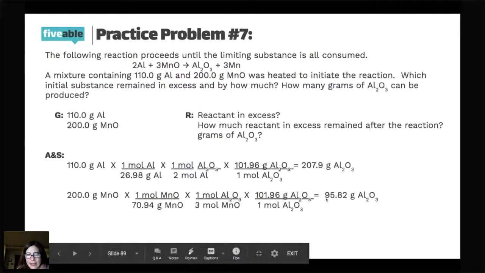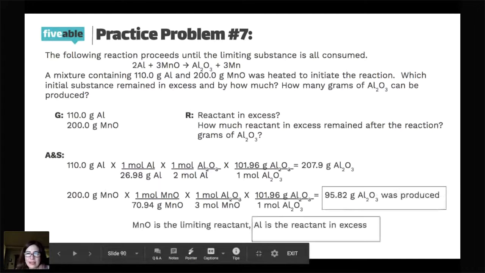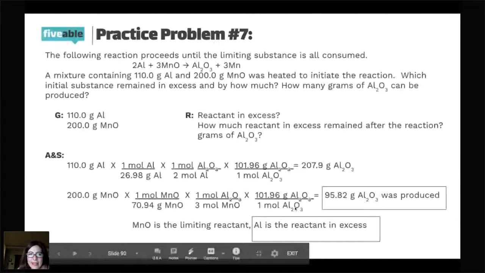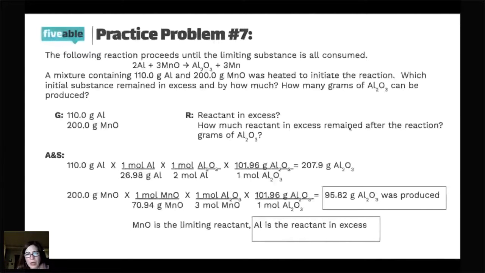Right, because then our limiting reactant is manganese(II) oxide, because that would be the reactant that gave me the smallest amount of product. So yes, this is the amount of product that was produced, and we concluded the limiting reactant, but now our answer, because they ask us which reactant is in excess and how much of it remained after the reaction. So aluminum is a reactant in excess.